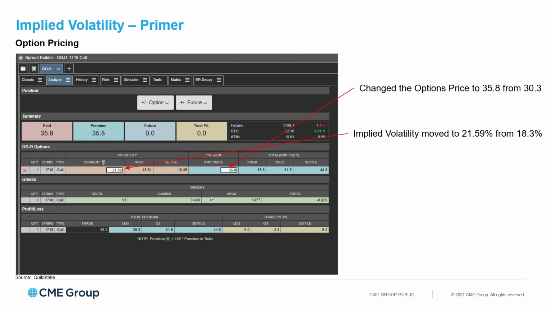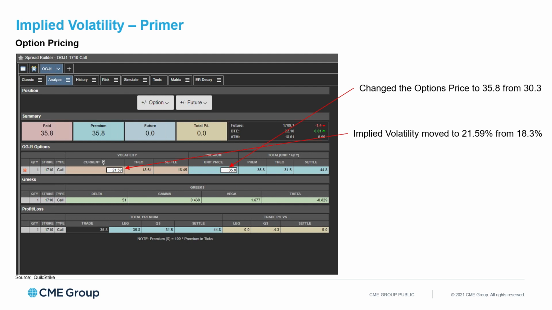Now, on the next slide, what I've done is rather than change the implied volatility, I changed the price. So let's assume that nothing else changed in the market, but the price went up from 30.3. Now, I exaggerated this for the sake of illustration, but let's say that nothing else changed but the price, and I did that here in this box, went to 35. Well, now all of a sudden, we have an implied volatility of 21.6. Nothing else changed, but the price went up.